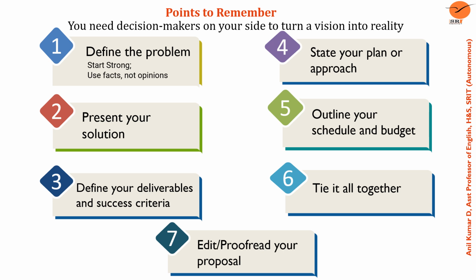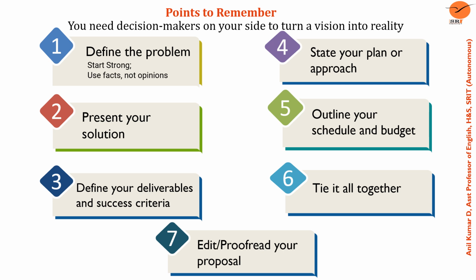The points to remember is you need to define the problem. You need to start strong by defining the problem. When you're defining the problem, use facts, not just opinions. General opinion should be avoided. Just use the facts. And the second point to remember is present your solution, which you have gained over a period of time by applying a particular methodology. And then the third one is define your deliverables of the project and your success criteria. And the fourth one is state your plan or approach in order to get the solution by doing this project. And outline your schedule and budget, which would be point number 5 to remember.